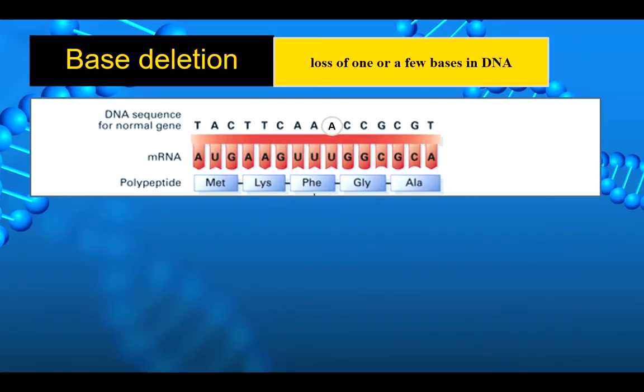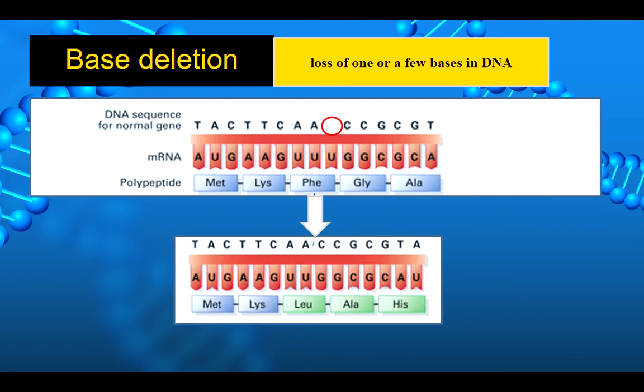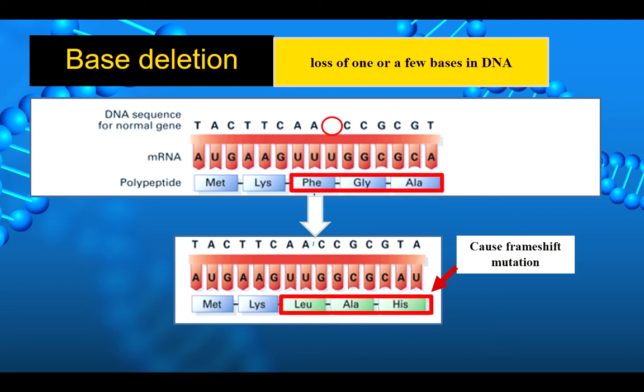Base deletion. Base deletion is loss of one or a few bases in DNA. One base in the normal DNA has been deleted. This will cause changes in the bases of the DNA starting from the deletion point. As a result, the amino acid sequence is also changed starting from the point of the base deletion. This will cause frame shift mutation.